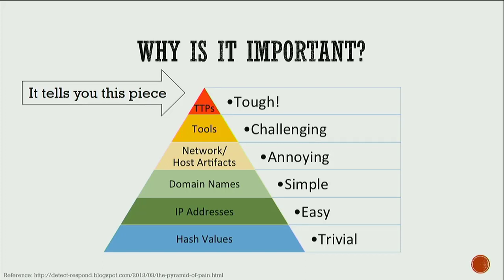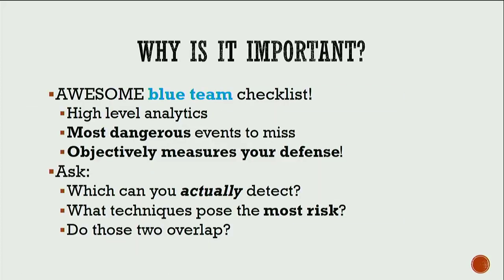So this addresses the stuff at the top of the pyramid that you should be able to catch because it's the hardest for them to change these things. And so it is an awesome blue team checklist. They are high-level analytics. There are a number of things that go with each of these. There's suggested preventions, there's suggested detections, and they also have the CAR repository, which is actual analytics that go with each one and how you can implement a detection for those things.